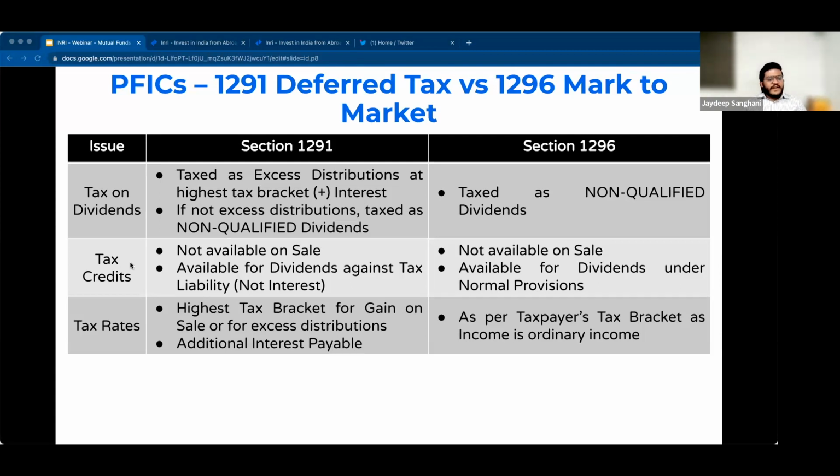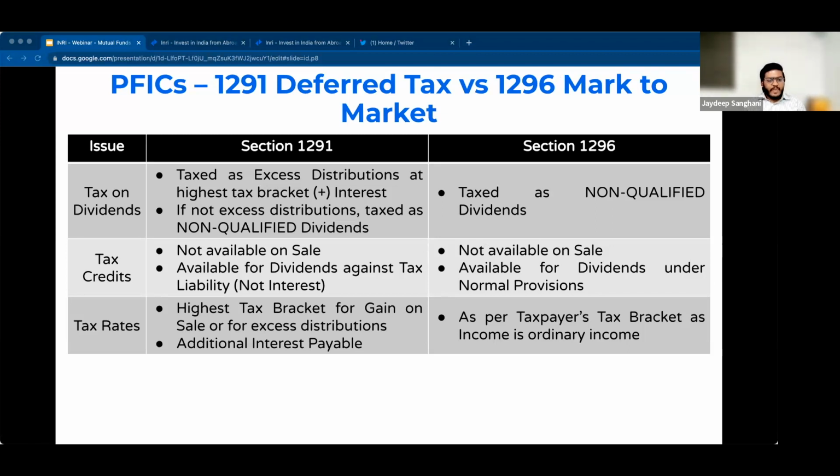What about tax credits? Tax credits are never available for sale of mutual funds. So if you sell it, and if you paid tax in India, they are not available. But in the situation where you have a dividend income, tax credits are available against tax that is payable in the US. So you paid taxes in India on dividend, and you can take the credit of those taxes in the US.